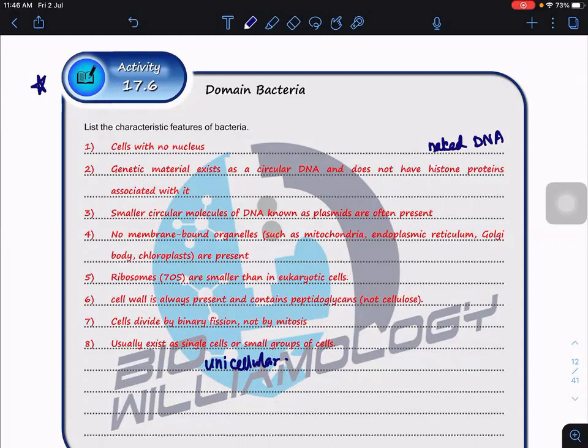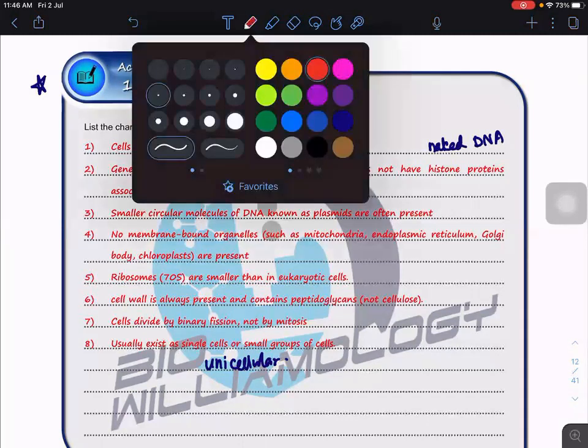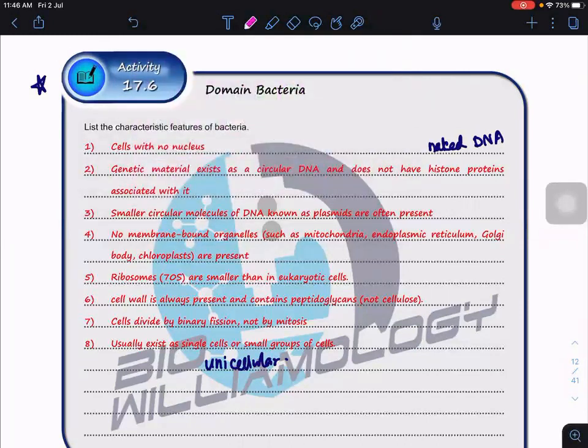So these are the parts that you need to mention in the exam, particularly essay questions. List the characteristic features of a bacteria. If you want to pinpoint, I use a different color here. What are the features specific to bacteria? Only bacteria will have these features.